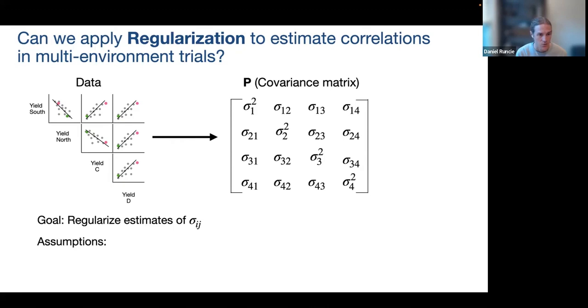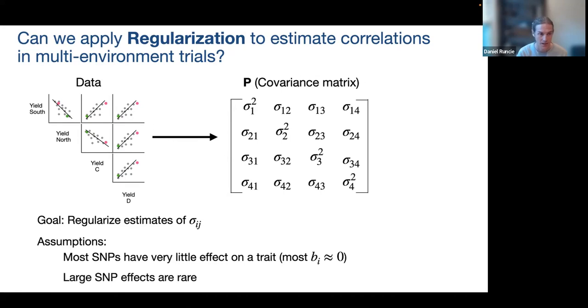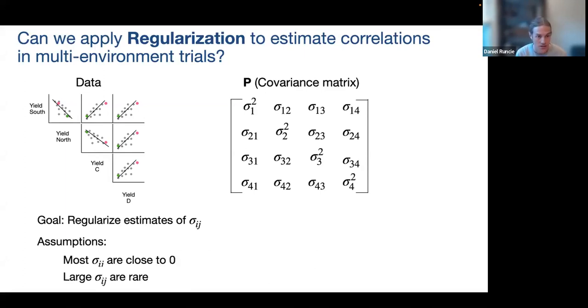Now, the assumptions that were used for genomic prediction are that most SNPs have very small effects, so that the coefficients, the parameters of those models, are mostly small, and large effect ones are possible but rare. If we just translate these same assumptions into what they would imply for the correlation parameters, we would get that most correlations are close to 0 and large ones are rare. But neither of these assumptions is at all reasonable for modeling correlations among trials. Most correlations are not close to 0, and large correlations are not rare.